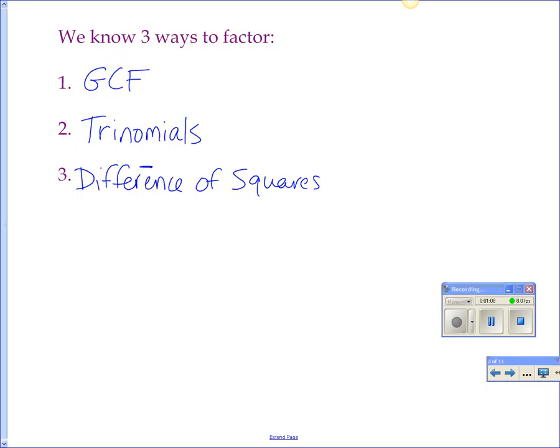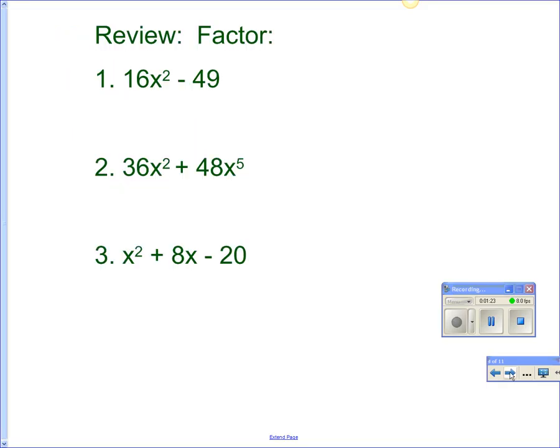Okay? So to be GCF, it has to have something in common. To be trinomial, it has to have 3 parts. And to be difference of squares, it has to have 2 parts and a subtraction. So these are the 3 different problems. Okay? All right. So let's look at each one of these.